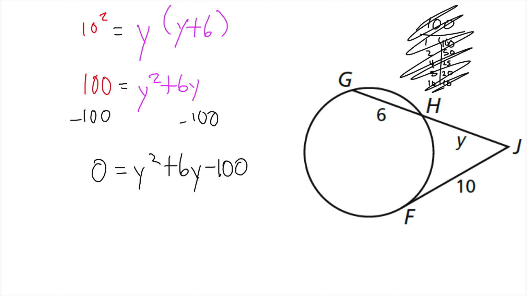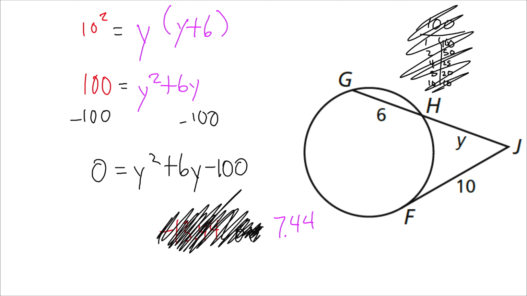And I actually get technically two answers. I get negative 13.44 or I get positive 7.44. So the question becomes, which of these is the right answer? And for that, we have to just ask ourselves, can distance be negative? Nope. Then that means it's not this, meaning it is definitely 7.44.